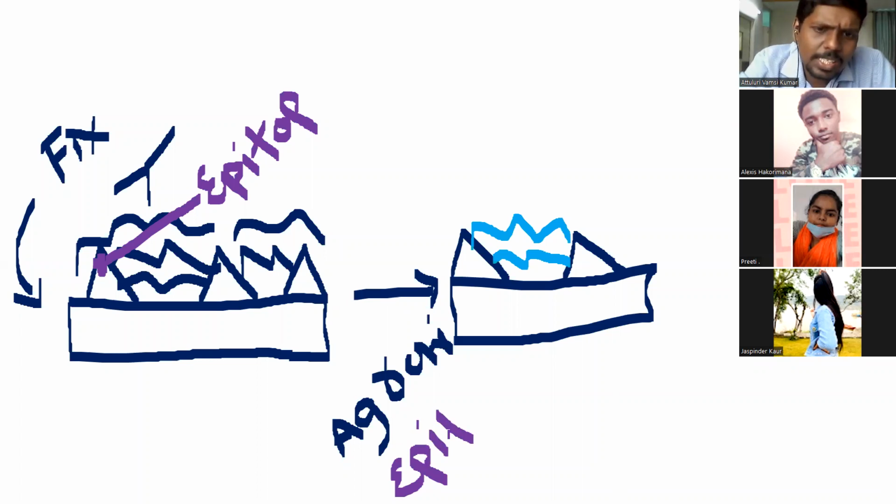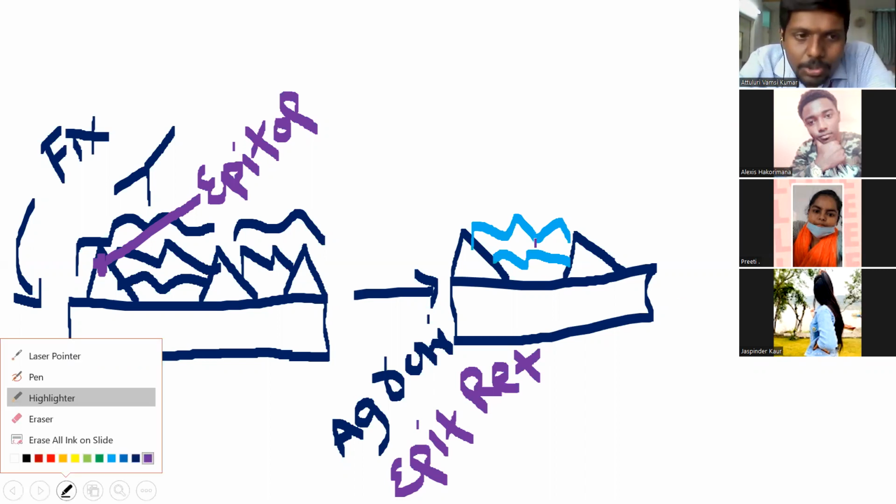Okay, the part of the antigen that binds with an antibody is called the epitope. Hence this technique is also called epitope retrieval. Now, as I stated, we need to remove these crosslinks.